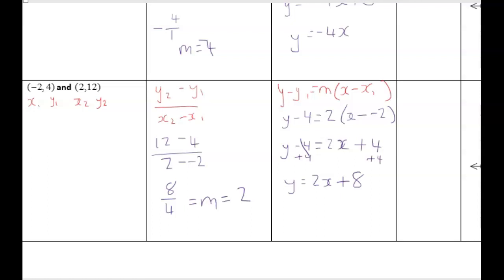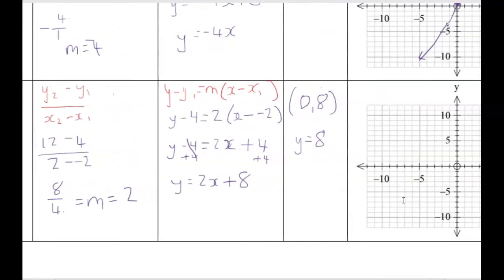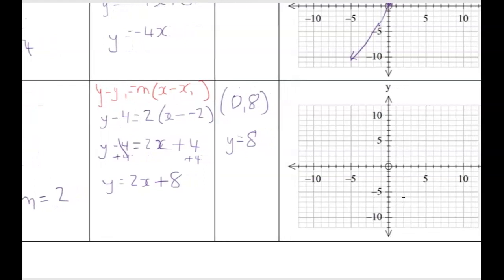So in this column here, my y-intercept, if I was writing it as coordinates, is 0, 8. Now the 0, because your y-intercept is always at x equals 0, so you could write it like that, or you can say your y-intercept is at y equals 8. All right, so let's graph that. Okay, so, sorry, let's just go over a bit more.